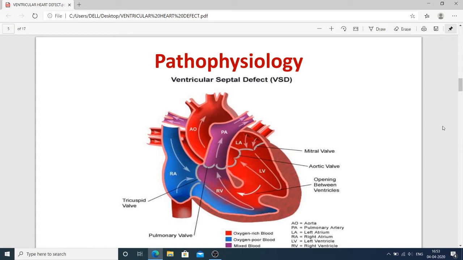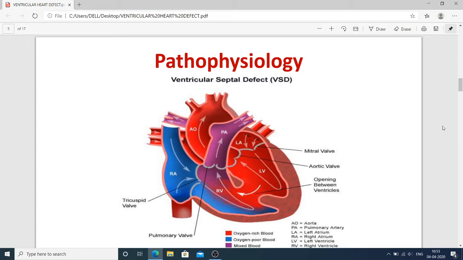Then we are going to discuss the pathophysiology of the ventricular septal defect. Before knowing the pathophysiology, you need to know about the normal circulation of the heart. Let me explain with the help of the inferior and superior vena cava.